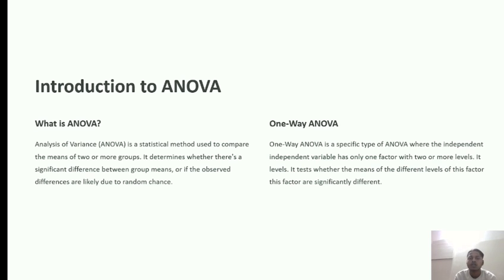Introduction to ANOVA. What is ANOVA? Analysis of variance is a statistical method used to compare the means of two or more groups. It determines whether there is a significant difference between group means or if the observed differences are likely due to random chance. One-way ANOVA is a specific type of ANOVA where the independent variable has only one factor with two or more levels. It tests whether the means of the different levels of this factor are significantly different.